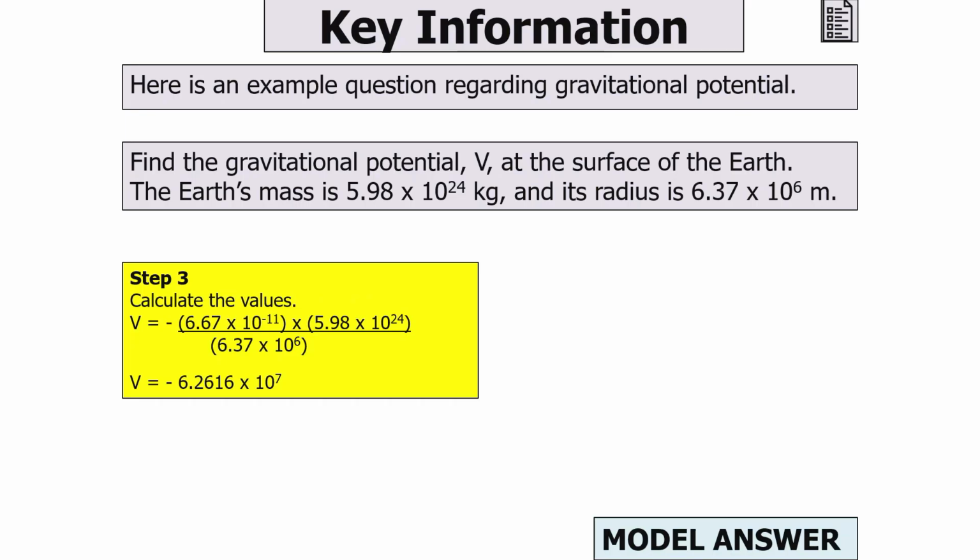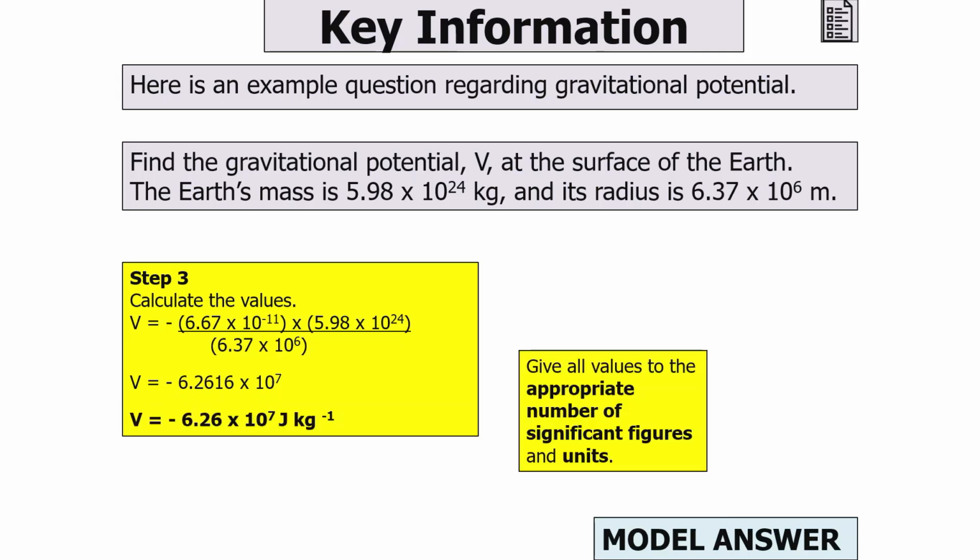This gives us a value of minus 6.2616 times 10 to the 7. Remember to give all our values to the appropriate number of significant figures with a unit. So our answer is V is equal to minus 6.26 times 10 to the 7 joules per kilogram.